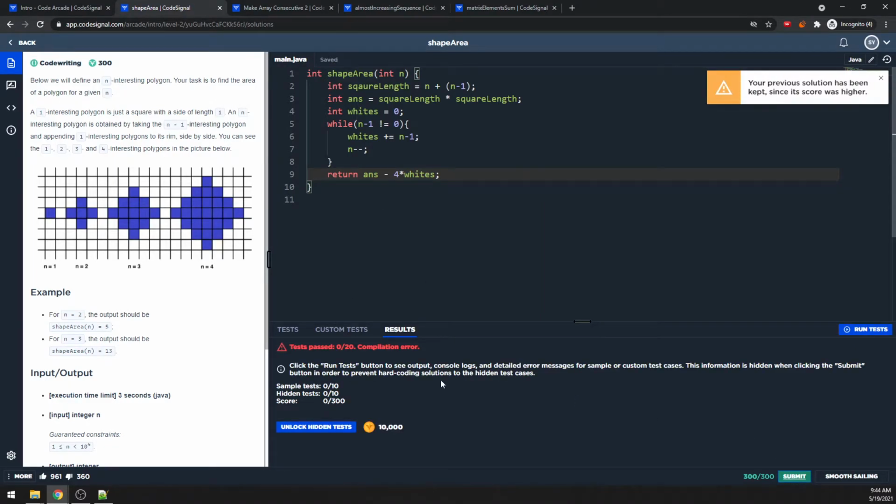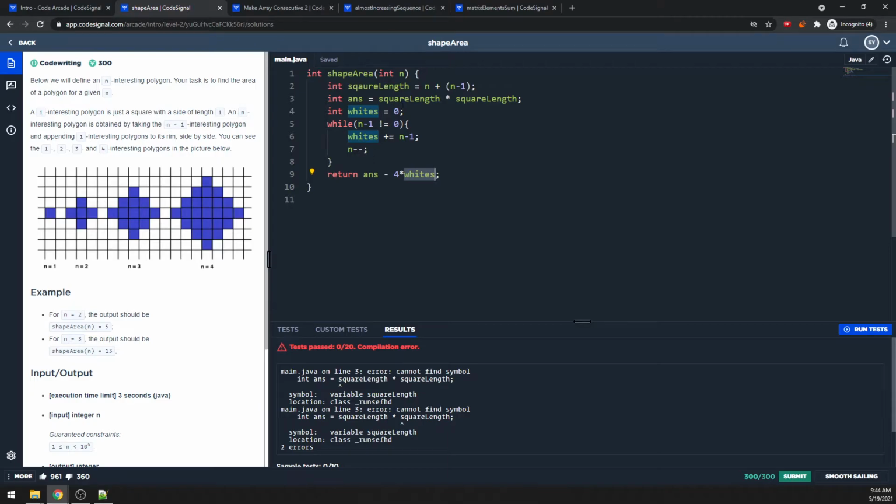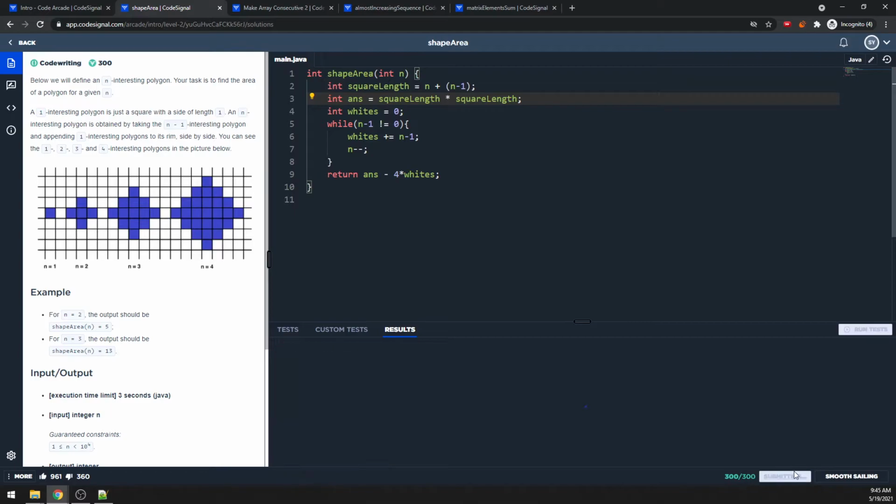Compile error. Let me see if I made a typo. Yes, I made a typo: it should be square, sq. Okay, I spelled it wrong. Let's just run again.